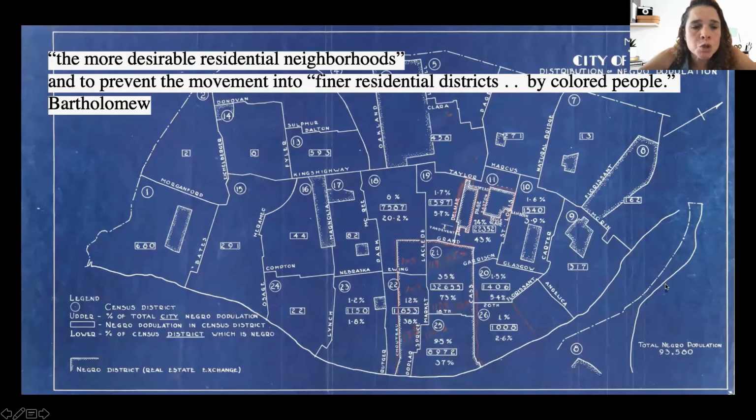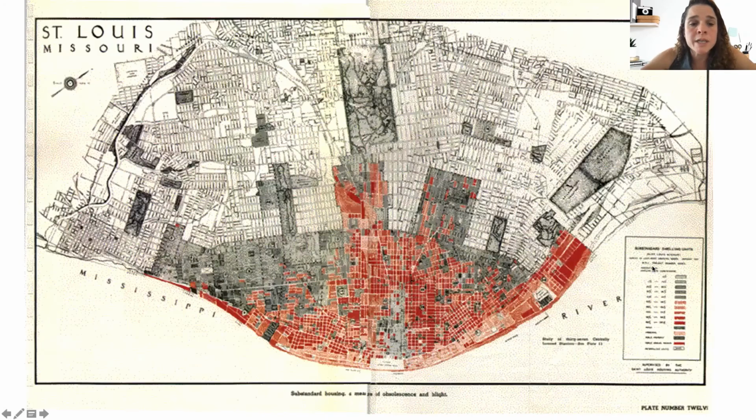Harland used extremely detailed maps of St. Louis, and is even quoted as saying the more desirable residential neighborhoods and to permit movement into finer residential districts by colored people. In fact, he used maps very similar to Booth's to marginalize the African-American population. And in fact, look at those thriving middle-class African-American neighborhoods and rezone them for incongruent uses, whether they're manufacturing, also bars, brothels were zoned in these communities.